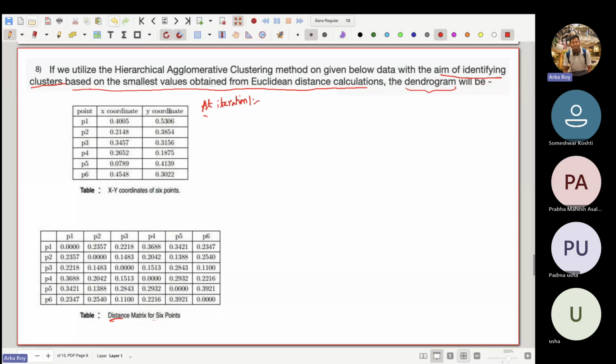At iteration 1, we can start. At iteration 1, we have to find the smallest value of Euclidean distance, but do not consider these 0 points, because these 0 points have come into the matrix because of this operation. You are calculating the distance of P1 from P1 itself.